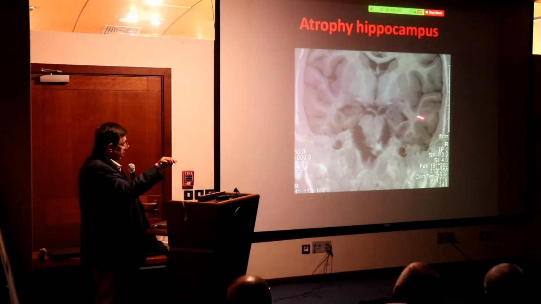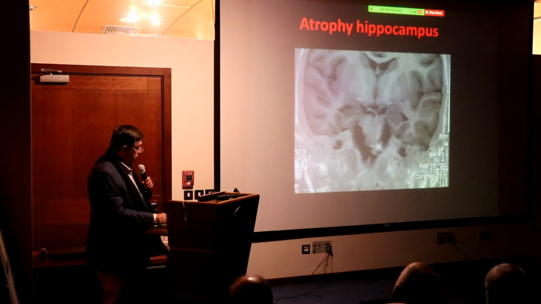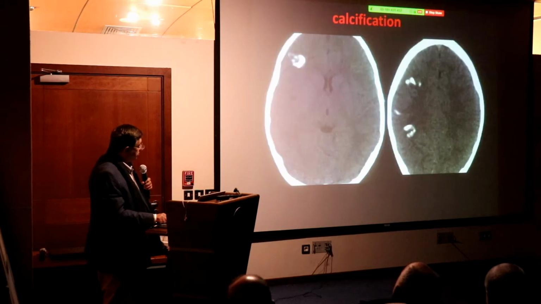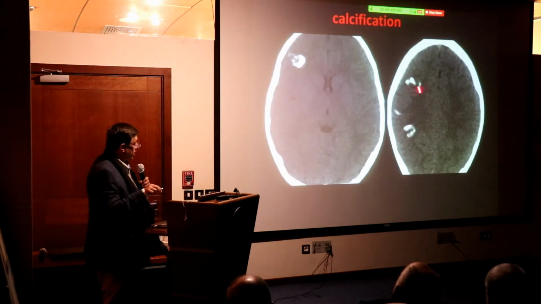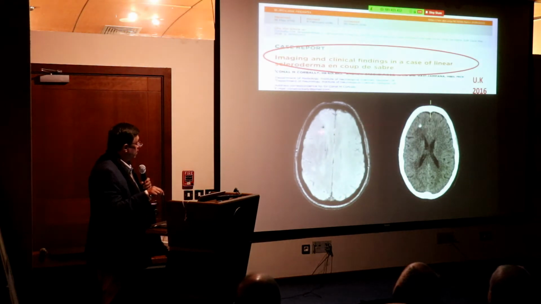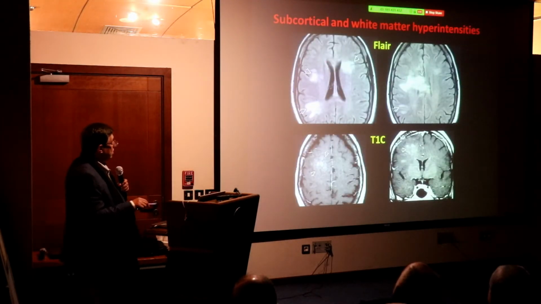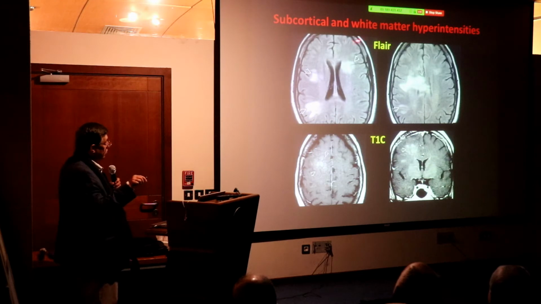Look at this here, hippocampus is okay, here it's atrophic. And atrophic, the hippocampus takes you to so many syndromes, including dementia. There could be calcification. Again, you can see it here, in the linear scleroderma. And you can find brain changes. These are called subcortical and white matter hyperintensities.